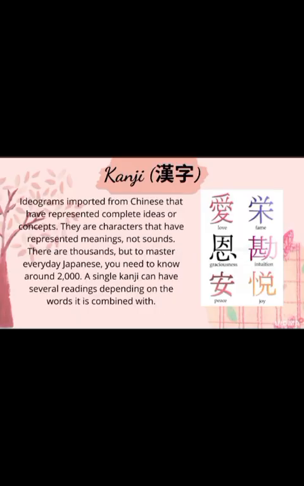Kanji is the third Japanese writing system, with thousands of characters of Chinese origin that represent ideas, not sounds. Students have learned thousands of kanji over time. Unlike hiragana and katakana, each kanji has its own meaning and in general multiple pronunciations depending on the context.